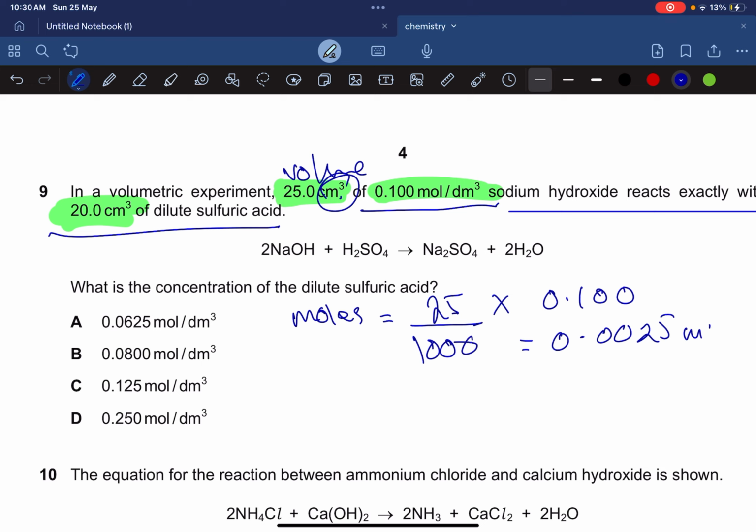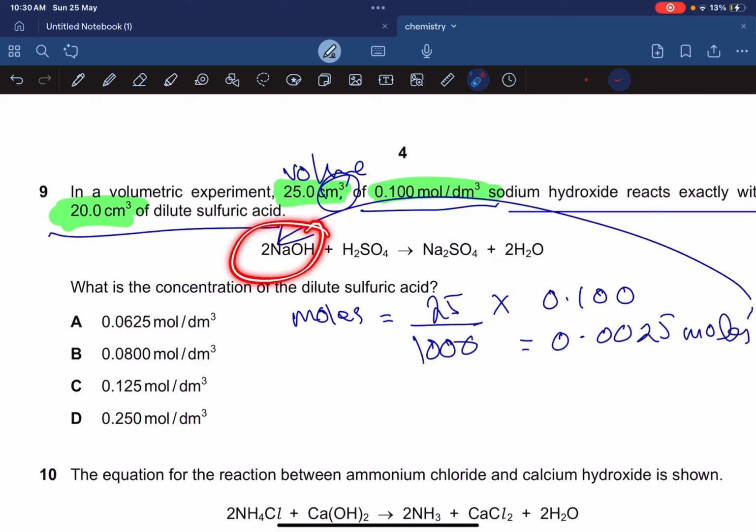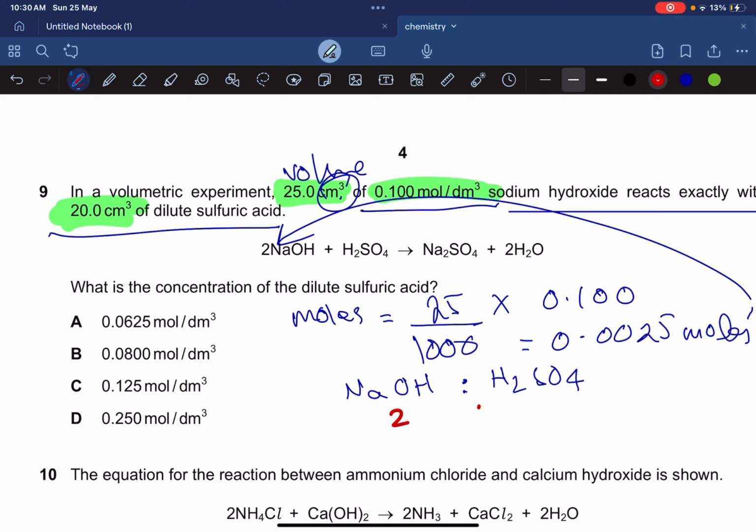0.0025 moles. These are the moles of what? These are the moles of your NaOH. Now what's the problem in the question? 2 moles of NaOH react with 1 mole of H2SO4. Quickly make a ratio, NaOH to H2SO4. Simple ratio: 2 moles of NaOH react with 1 mole of H2SO4.